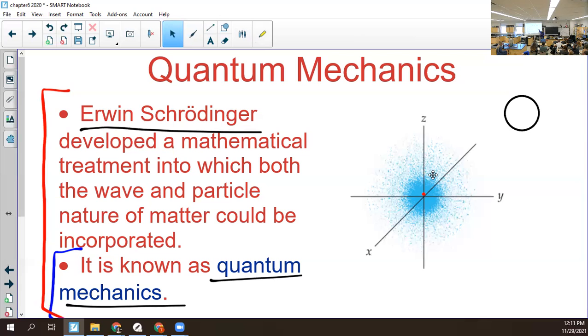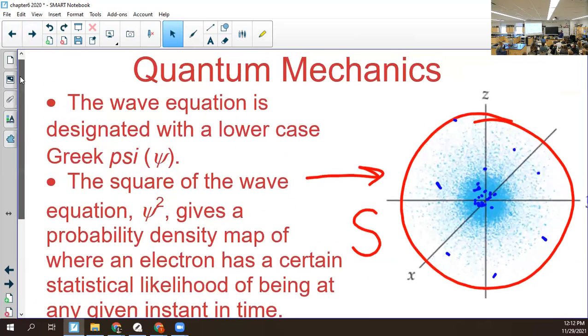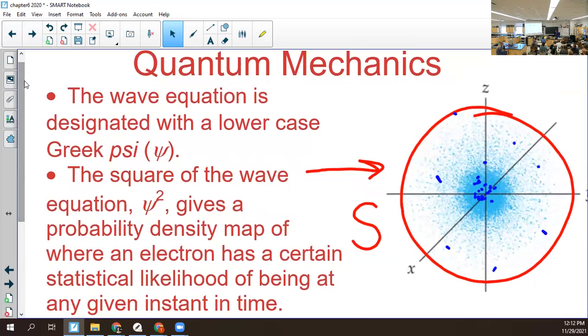So these are answers to the wave equation when you put in a 1 or a 2 for n. Now, you don't need to know what that is, but whatever. These are the answers on a 3-dimensional graph. Now, n is a different value as well, but in that sentence, it was just a number of electrons. Okay, so the wave equation is designated with a lowercase Greek psi.